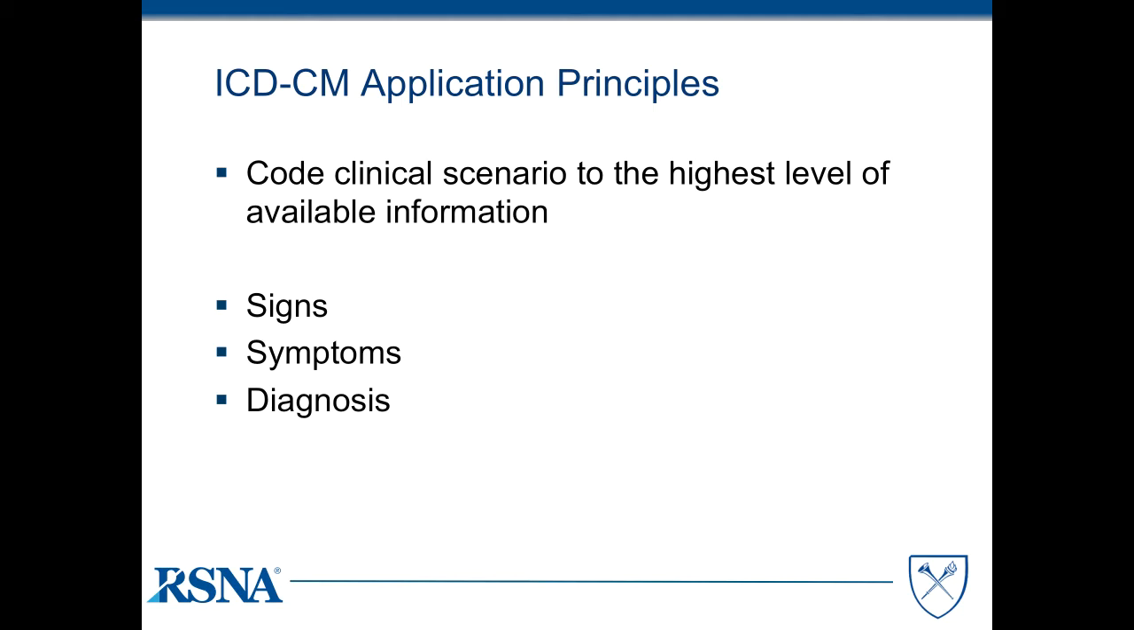So if they have diagnostic information, then they're not going to have to report signs and symptoms. Sometimes, though, you won't have a diagnosis, and therefore the signs and symptoms will matter. The bottom line is that coders code best when they have the most accurate, complete, and definitive information to use.